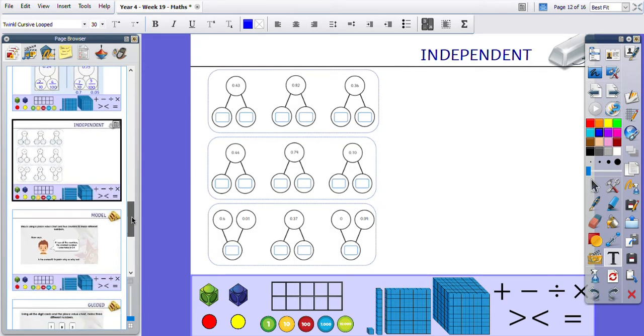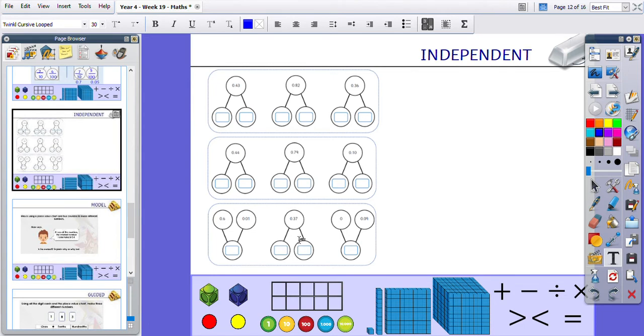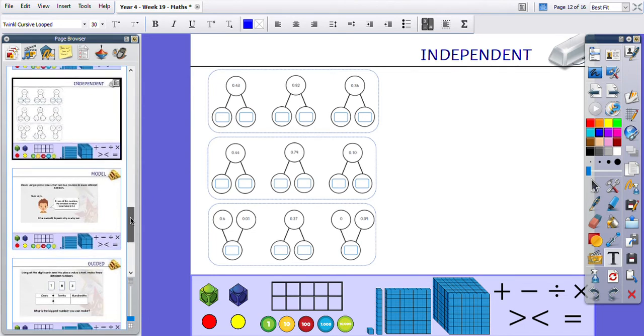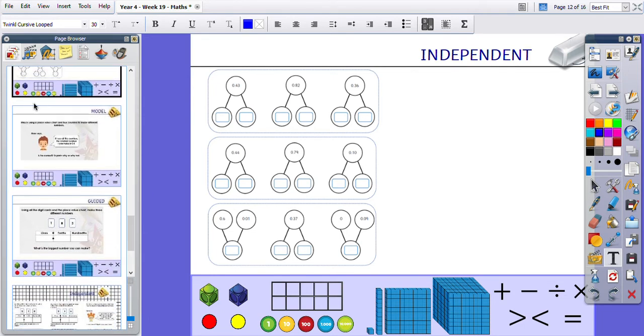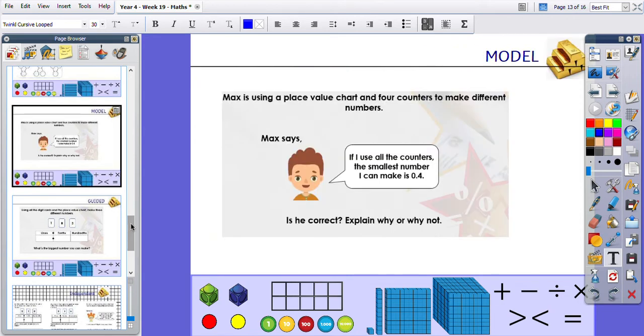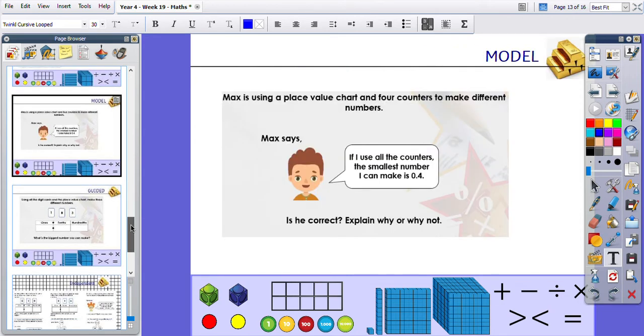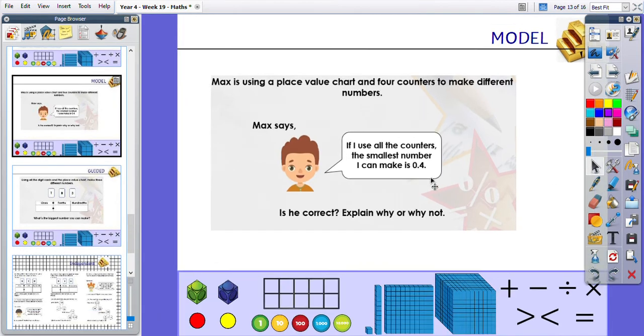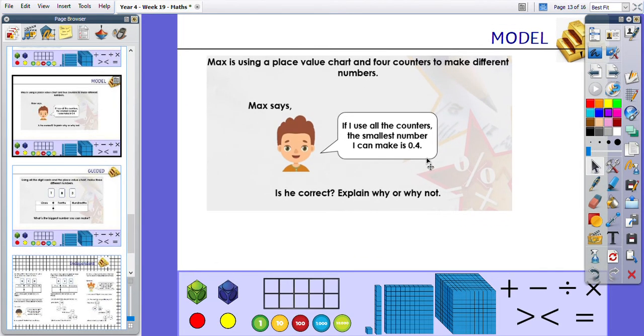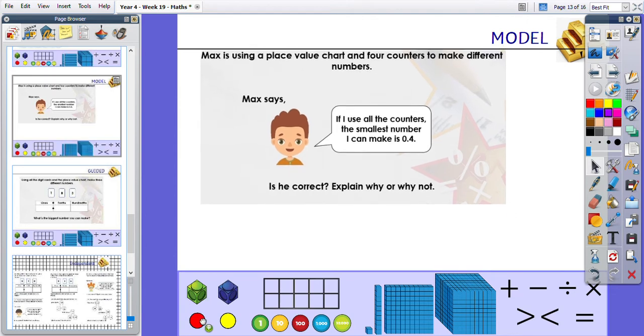So for silver then, you are completing the part-whole models. Finally then, we have gold. So we have some reasoning and problem solving questions. Max is using a place value chart and 4 counters to make different numbers. Max says if I use all the counters, the smallest number I can make is 0.4. Is he correct? Explain why or why not.